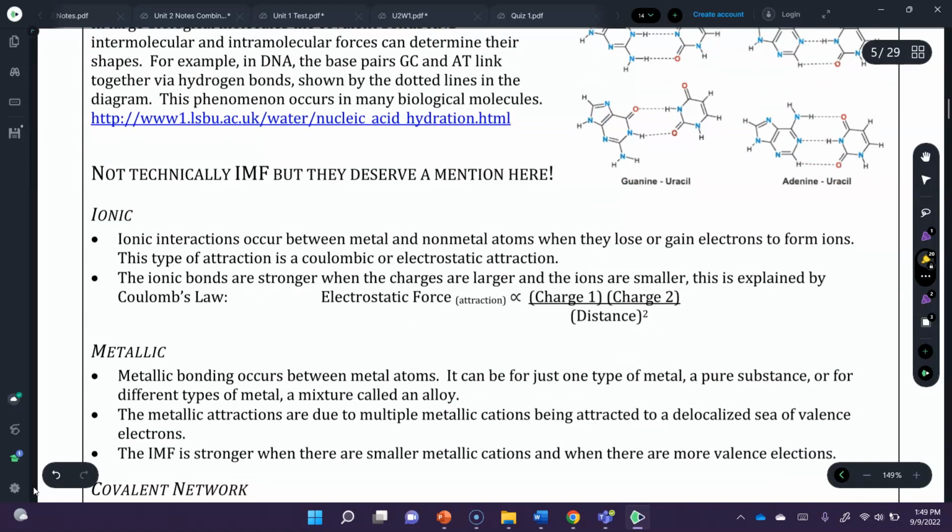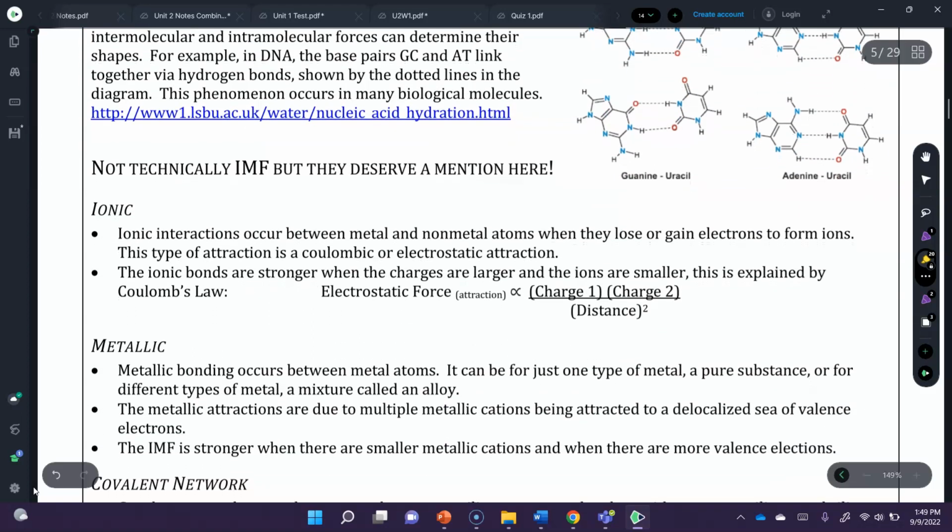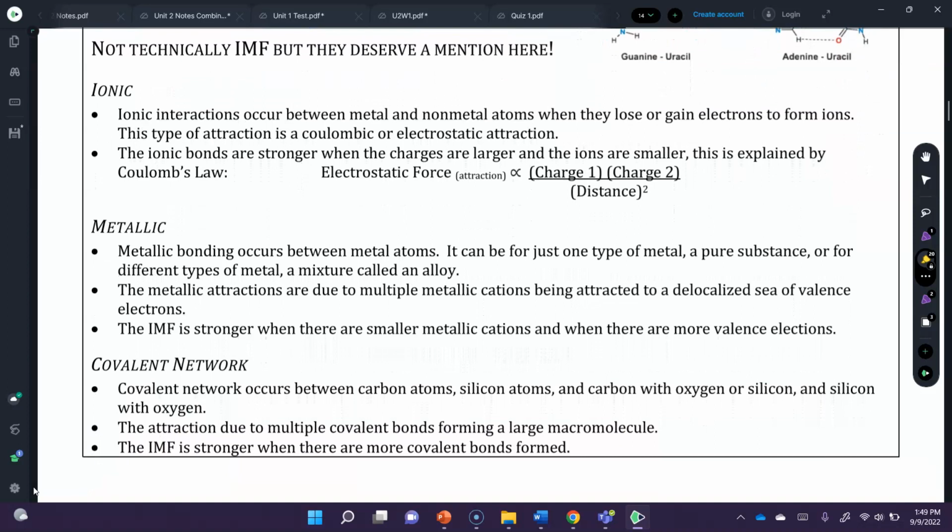These are not technically intermolecular forces, but we do consider them with intermolecular forces. So we have ionic, which is the attraction between metals and nonmetals. Remember that ionic bonds are stronger when charges are larger and ions are smaller, and this is explained by Coulomb's law. Metallic interactions, or metallic bonding, occurs between metal atoms and can be for just one type of metal, a pure substance, or different types of metals in a mixture called an alloy.